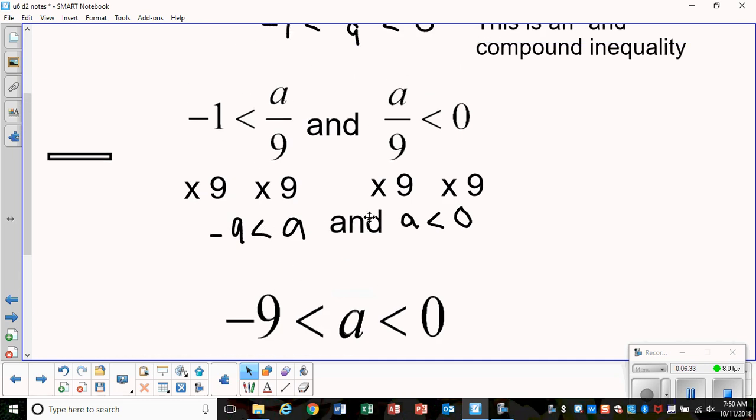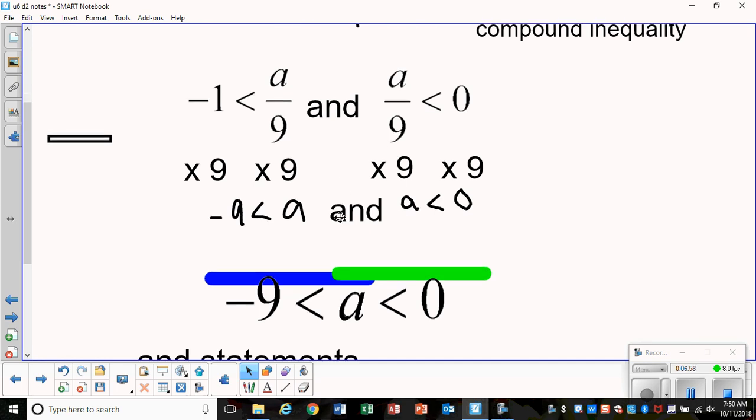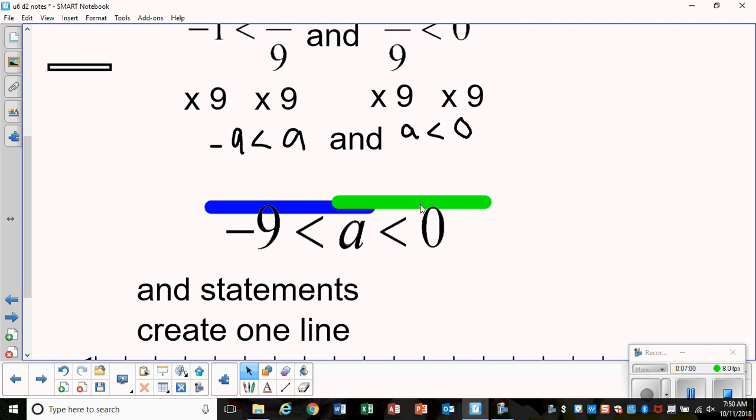Now, I could either leave it like that with the word and in it, or I can smush it all back together and make it into one a in the middle, and put the -9 in the front, the 0 in the back. This part covers this inequality, and this part covers this inequality. So I have them both, and I don't need to write the word and. But if you give it to me with the word and, that's fine.